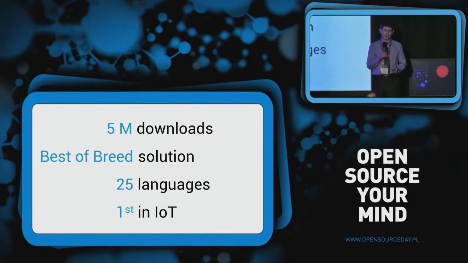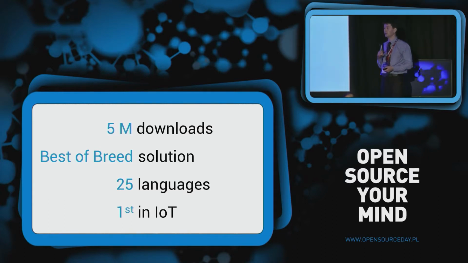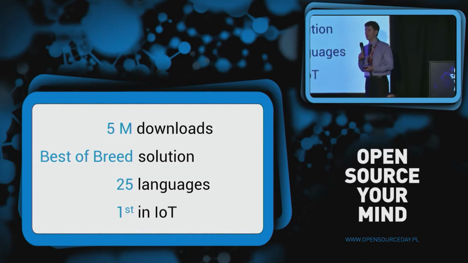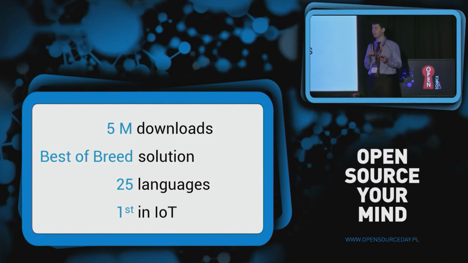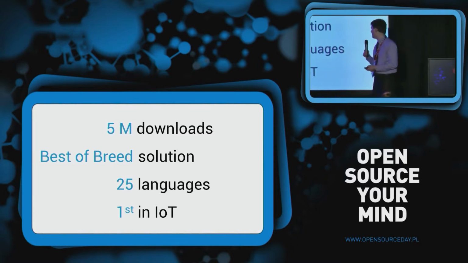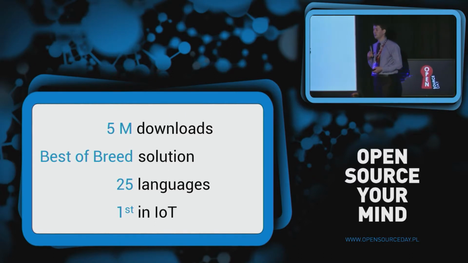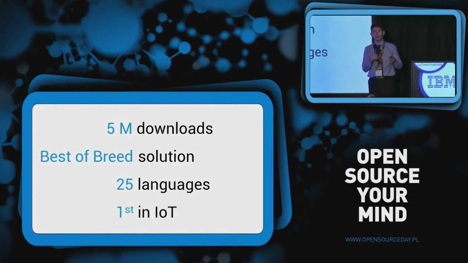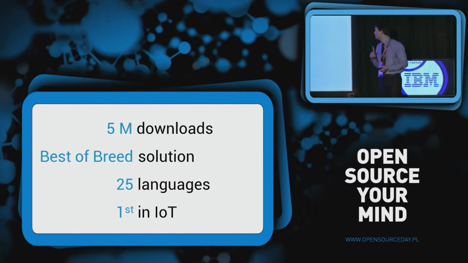Zabbix was nominated for the second time among the world's best low-cost monitoring solutions according to Gartner, which is really nice. The Zabbix front end, the web interface you use to configure Zabbix and to get information out of it, is translated to more than 25 languages, and Polish is there as well. And Canonical, one of our strategic partners, is promoting Zabbix as the number one choice for monitoring IoT, Internet of Things applications.